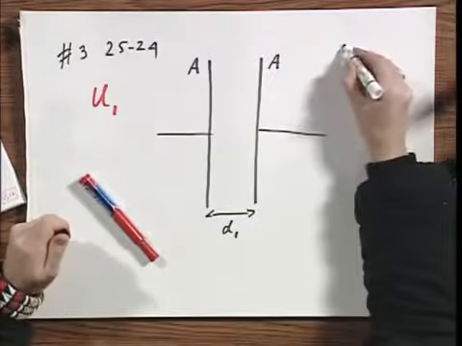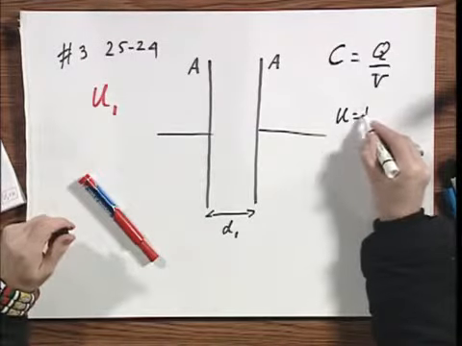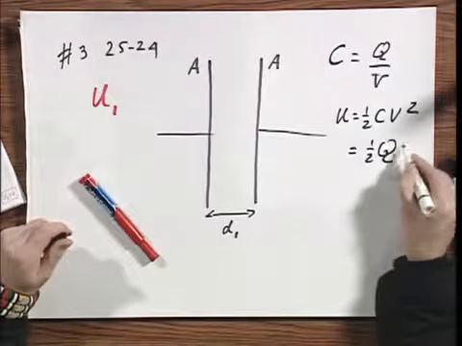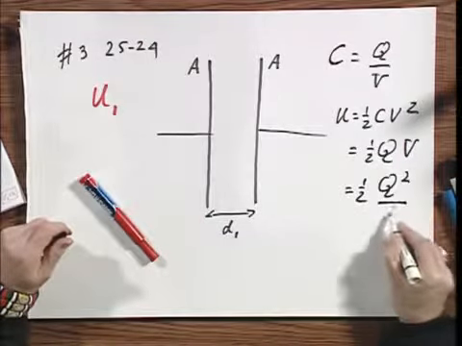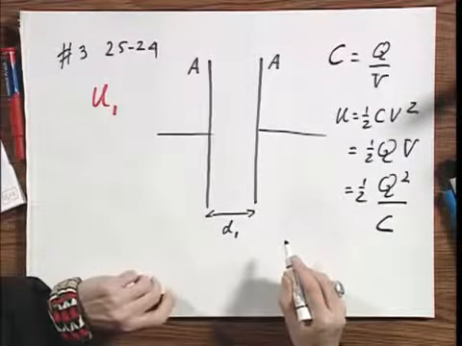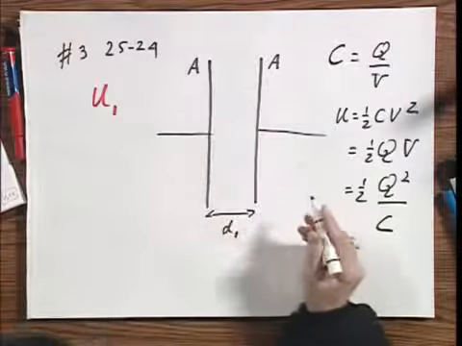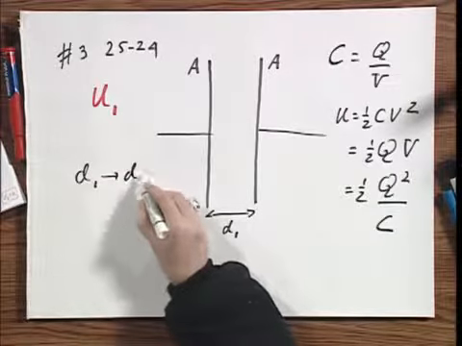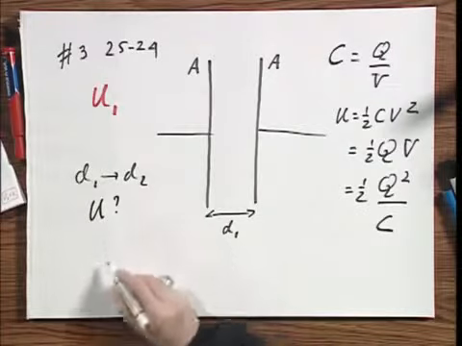Let me just write down again, C equals Q divided by V. U equals 1/2 CV squared. You've seen this just right now. It's also 1/2 QV, and it is also 1/2 Q squared divided by C. And the question now is, what happens when we decrease D1? When D1 becomes smaller, so we go from D1 to D2, and D2 is smaller than D1. What happened now with U?